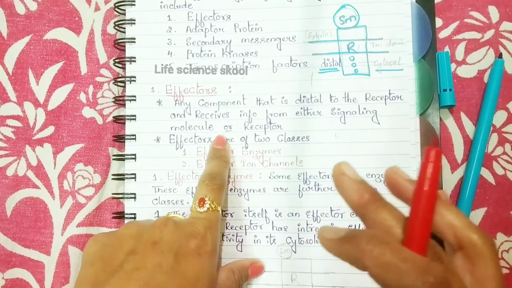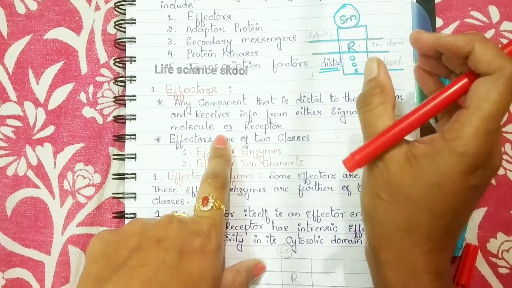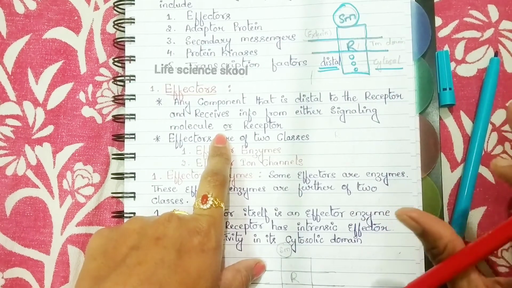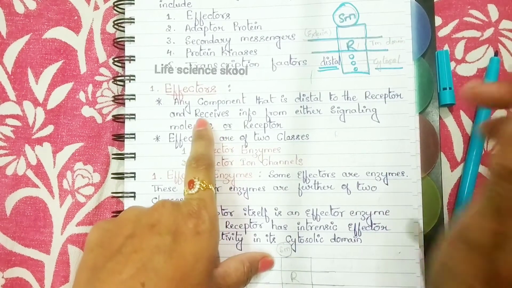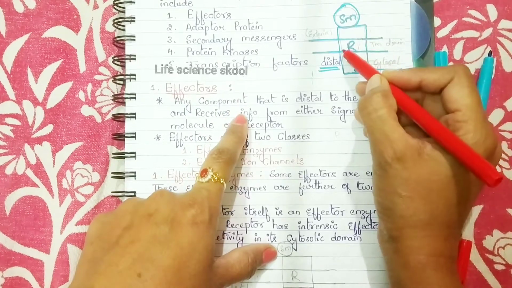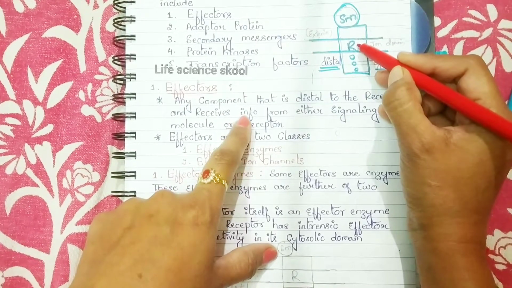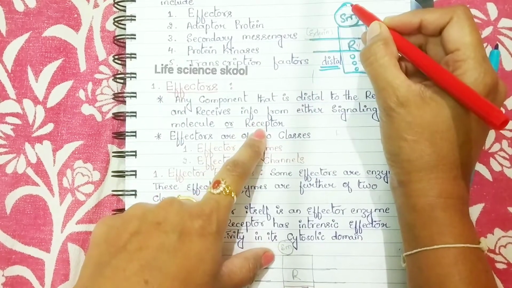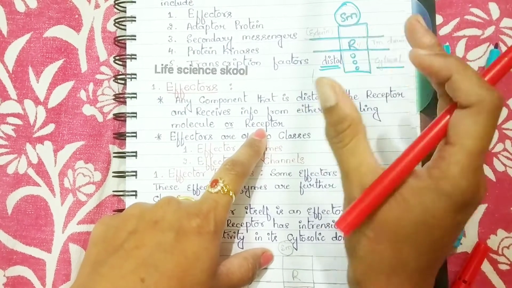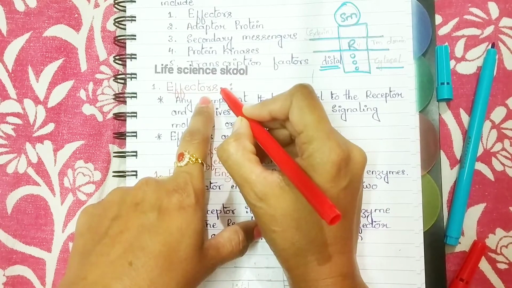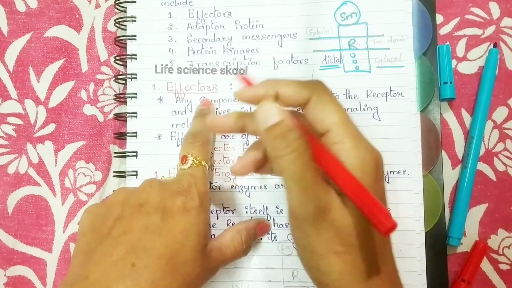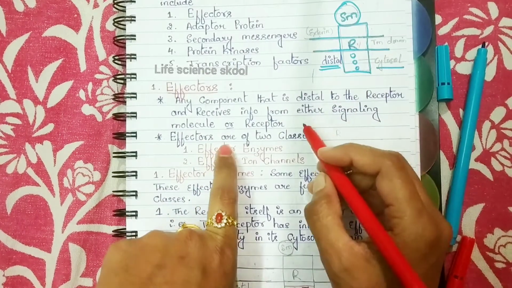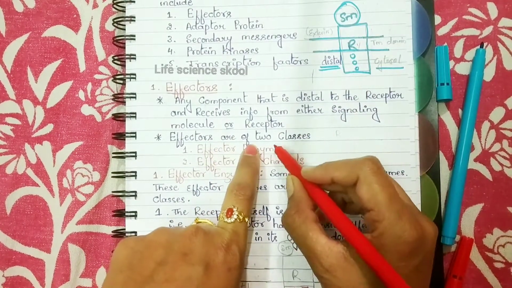I am hoping this is very easy to understand. With the diagram, I am keeping it very simple. Try to concentrate here and understand. I am repeating once again: any component that is distal to the receptor and receives information from either the signaling molecule or the receptor, those are called effectors. Effectors are signaling mediators. Now, these effectors are of two classes.